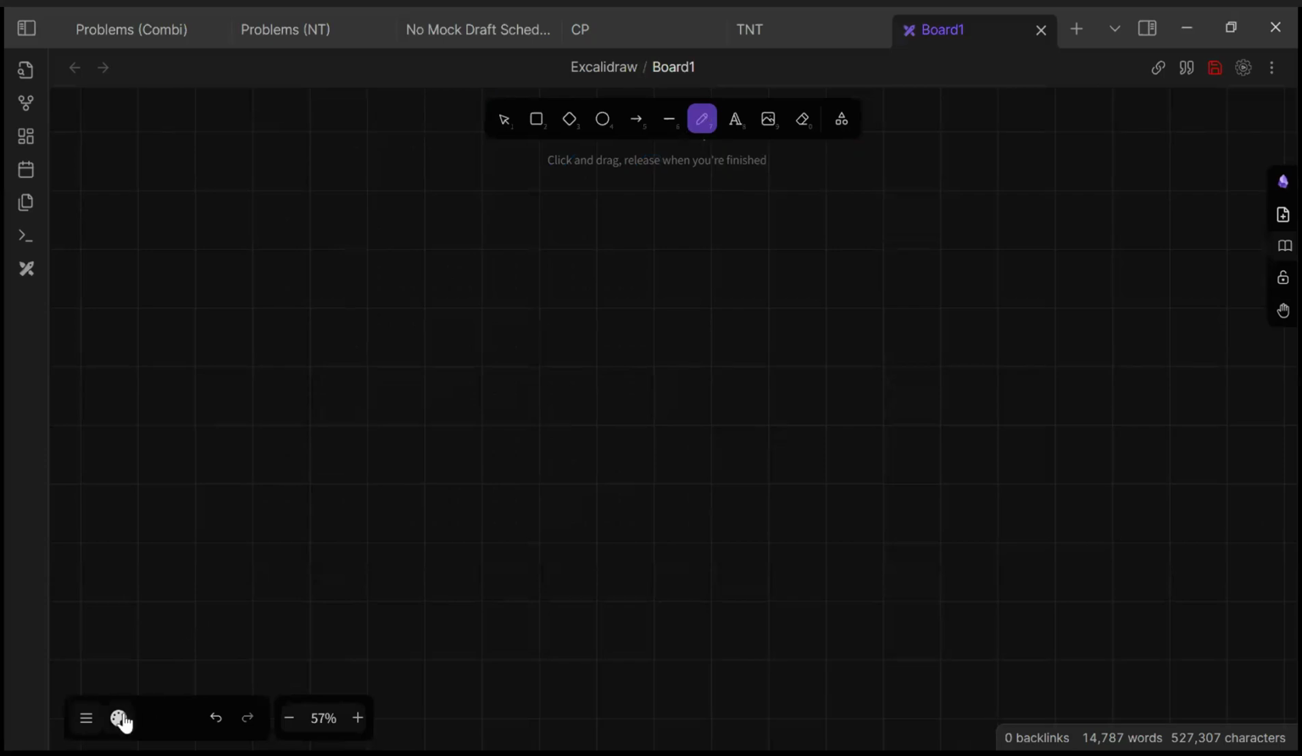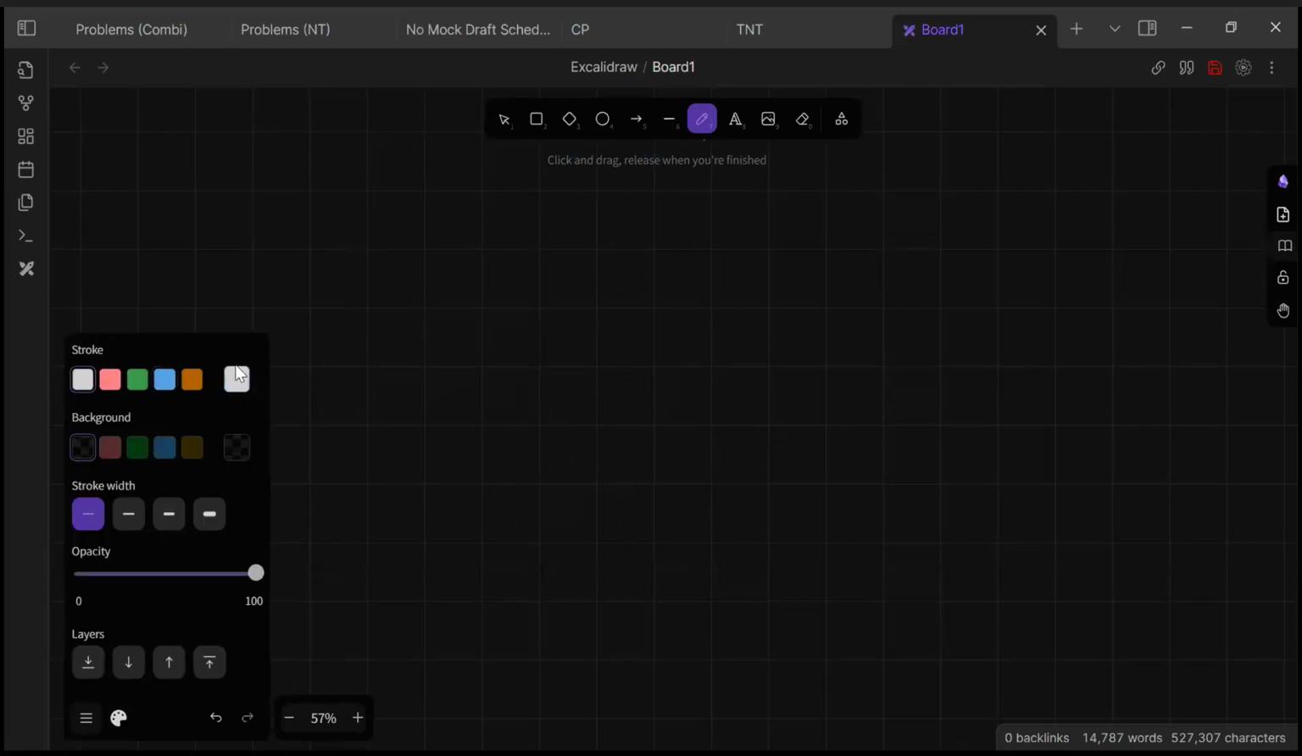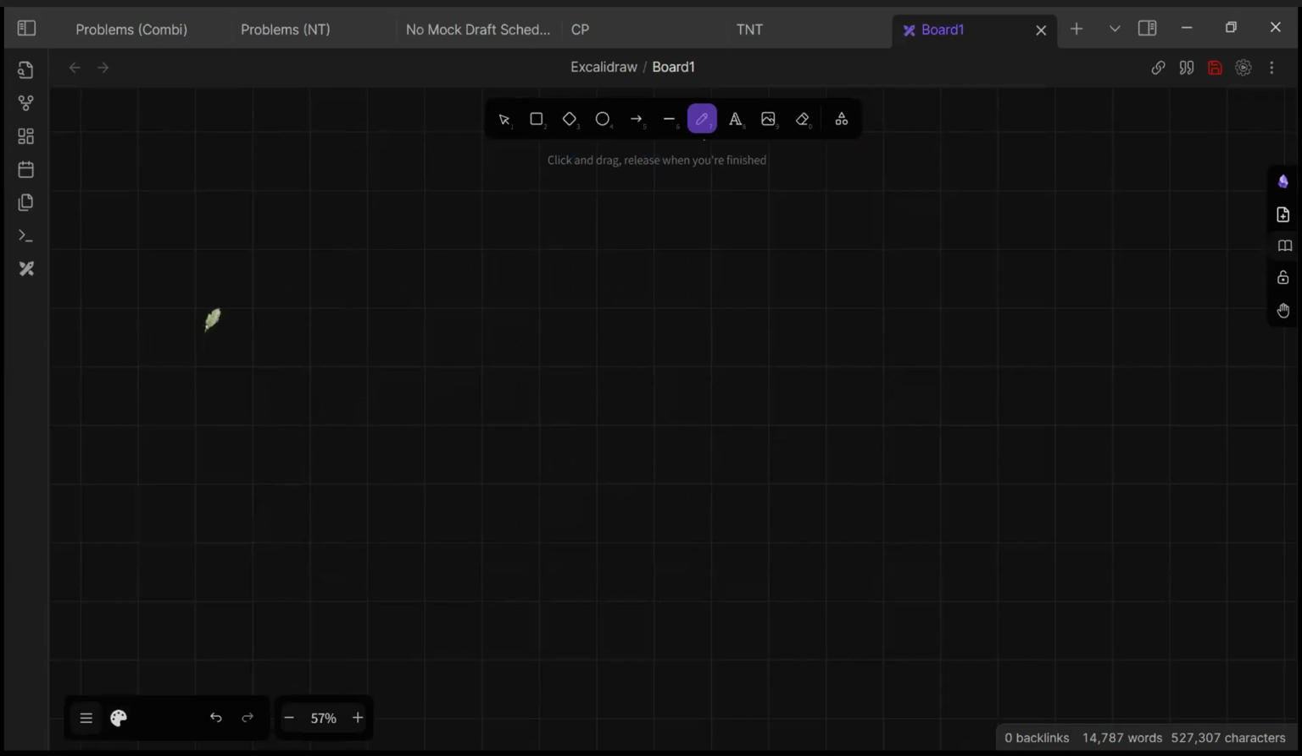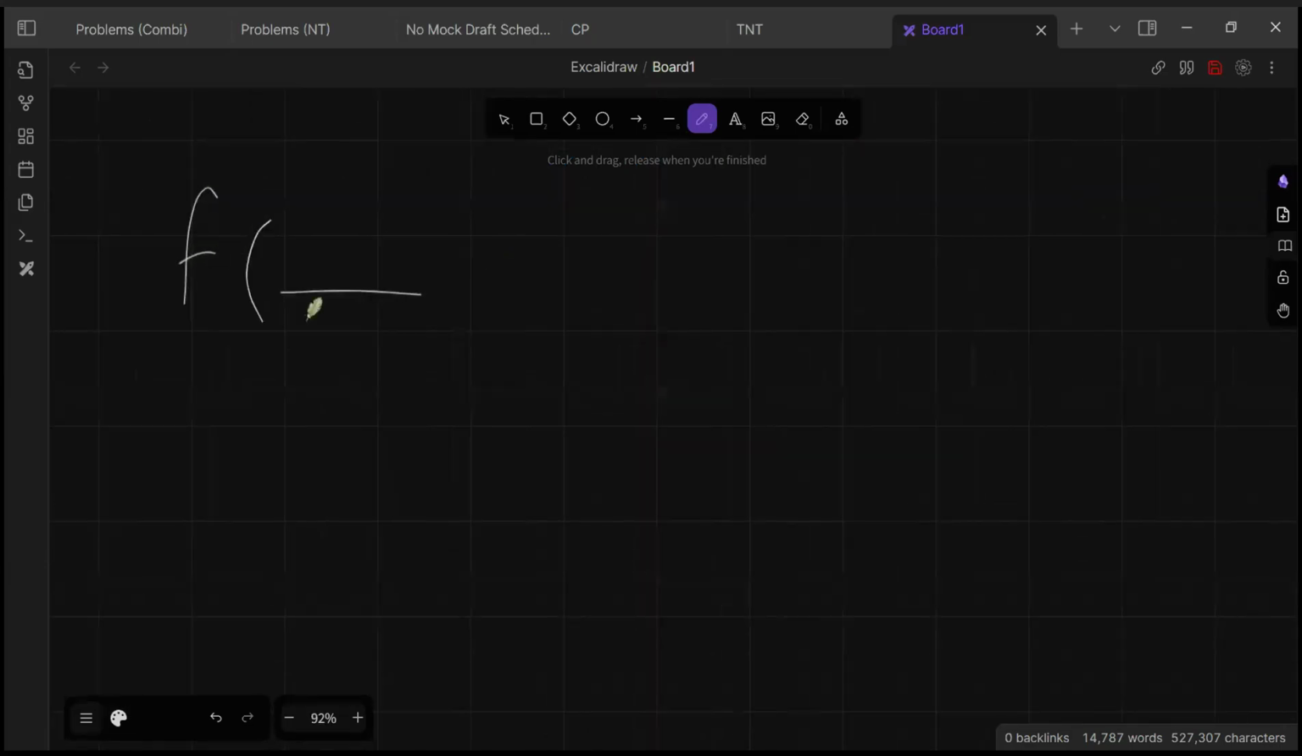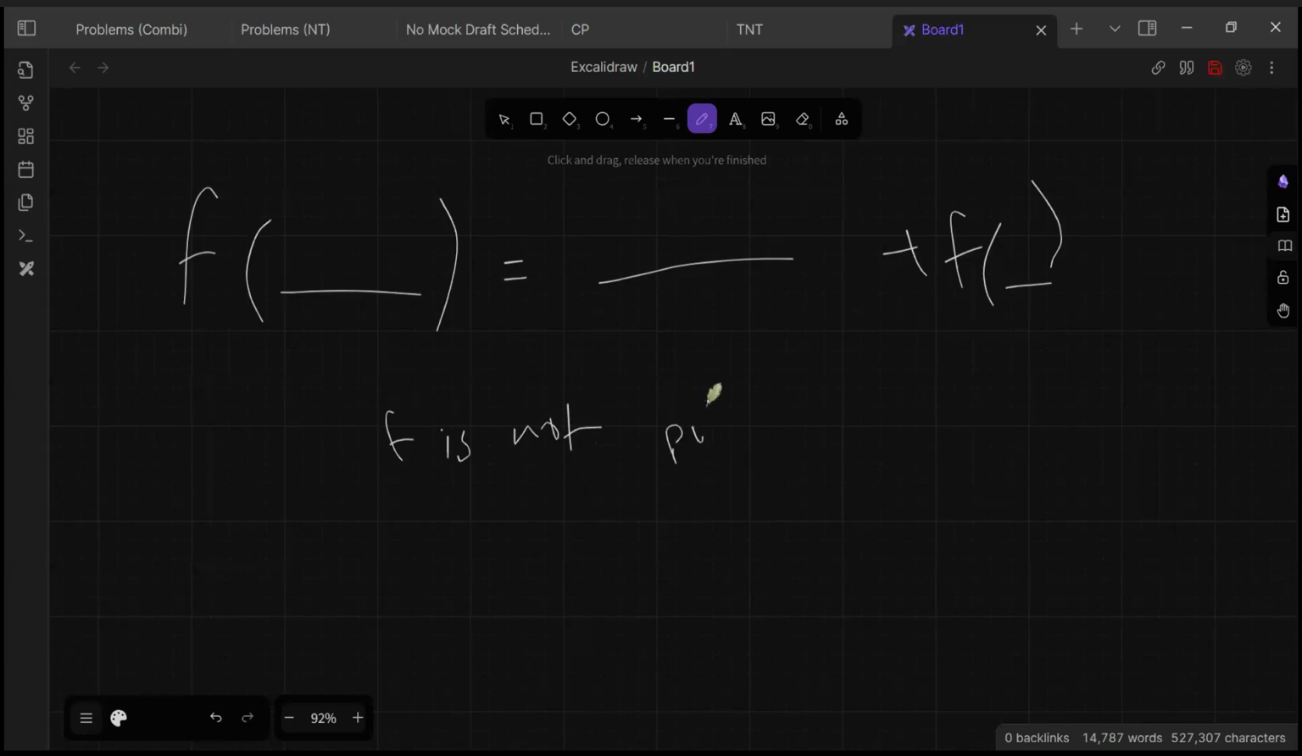One more thing to remember: when you have some functional equation, make sure not to assume in your thinking that f is a polynomial, because f might not be a polynomial. F is a function. Cos x is not a polynomial. Sin x is not a polynomial.